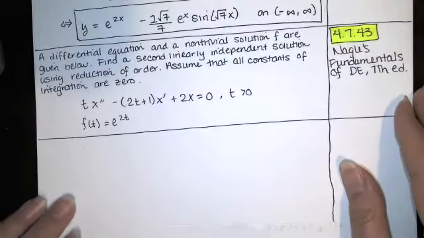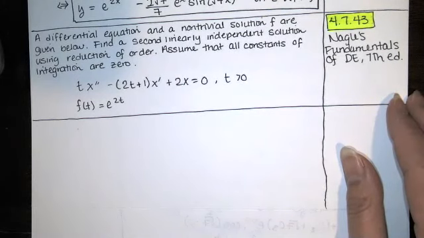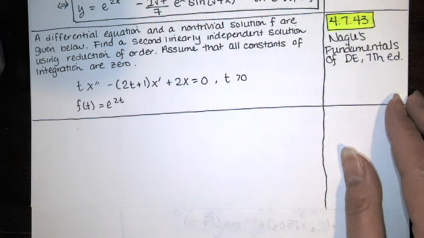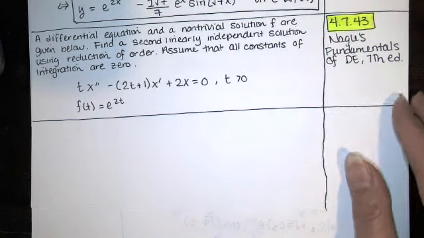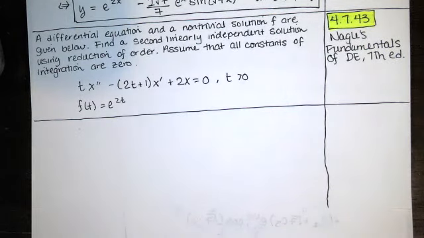In this video, we solve problem 4.7.43 from Nagle's Fundamentals of Differential Equations, 7th edition. We're told that a differential equation and a non-trivial solution f are given. We're asked to find a second linearly independent solution using reduction of order. We're asked to assume that all constants of integration are 0. So we have this differential equation and this as our f of t.